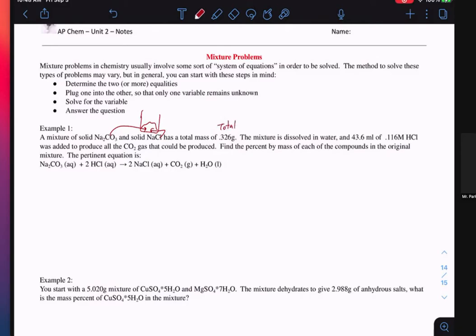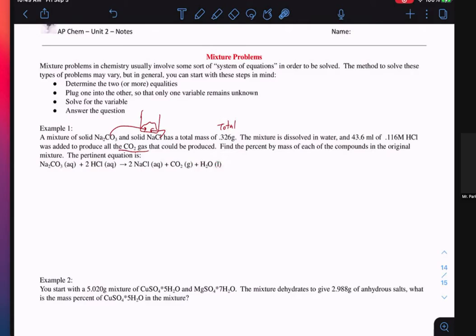We then take this mixture and we dissolve it in water. I'm sorry, not water, in HCl. And then a reaction takes place and it produces CO2 gas. So the equation that's actually taking place is right here. Here's the sodium carbonate reacts with HCl and it produces sodium chloride, carbon dioxide gas, and water.